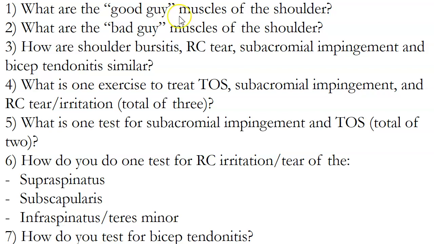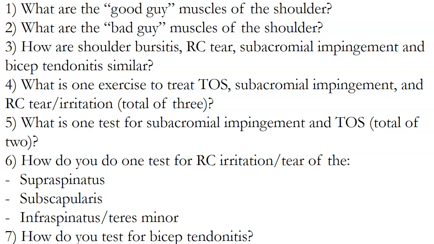I think you'd be okay with those if you said... let's go back to one. Good guy muscles, you said infraspinatus, teres minor. Those two are really good guys. And I would say, let's make it three: teres minor, infraspinatus, and the rhomboids. That'll be a good answer for that one. For number two, what are bad guy muscles? I would say subscapularis, pectoralis minor. Those are your two bad guys.